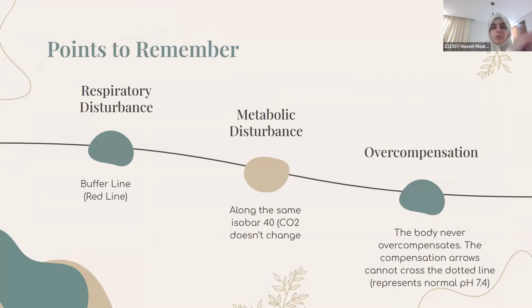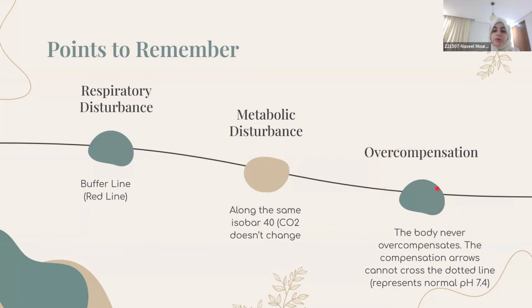Now, in order to know what kind of change is happening, and which one's the disturbance and which one's the compensation, you need to remember these three things. First, remember that a respiratory disturbance happens along the buffer line, the red line. I've said that before. If you're having the circle on the red line, this means that it is a respiratory disturbance without compensation. Now, second is for the metabolic disturbance. Metabolic disturbance happens along the same isobar, okay? It means that my CO2 is not changing. What's changing is my bicarbonate, okay?